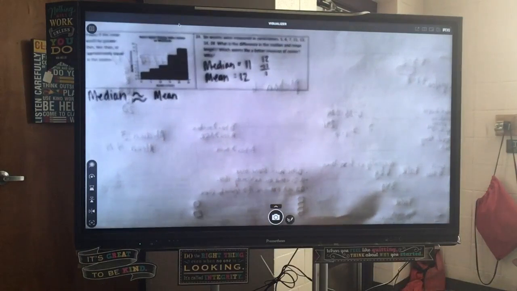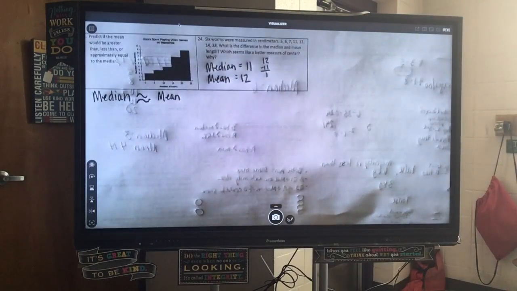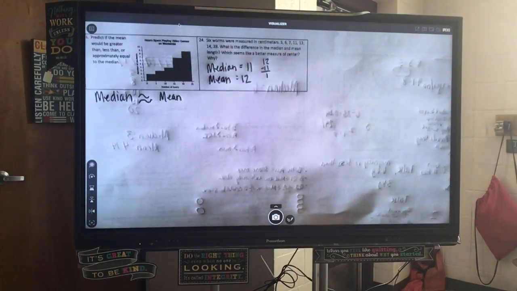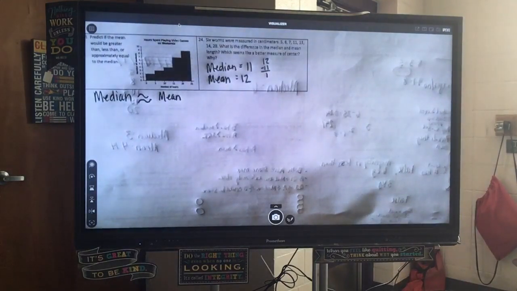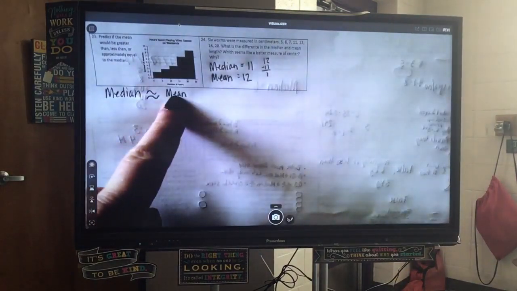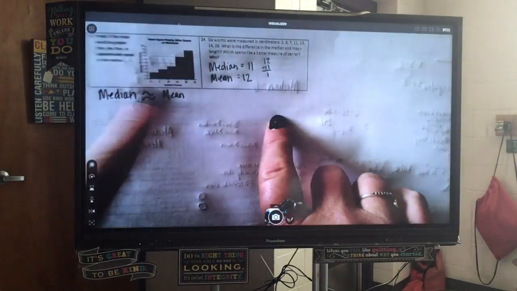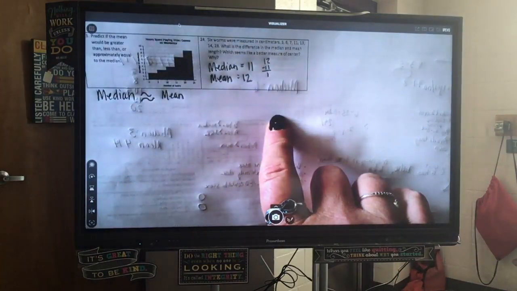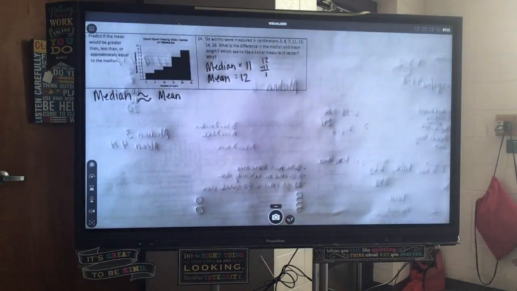Brenna? Something I've noticed about the question: for number 24, it says there are 6 ones, but there are 5. Okay, it's a typo. Just use the data. Yeah, that was a typo on my part. Will we include one of them or get rid of one? No, you just use the data, whatever the data set there. It was just a typo.